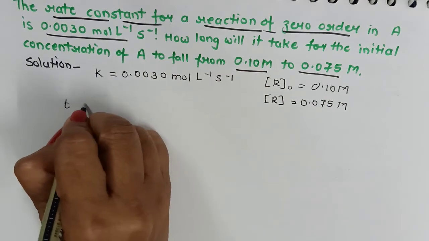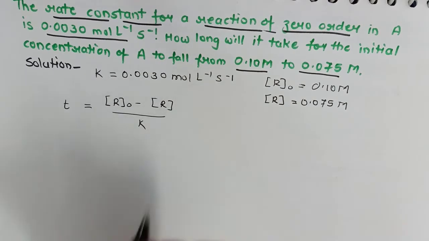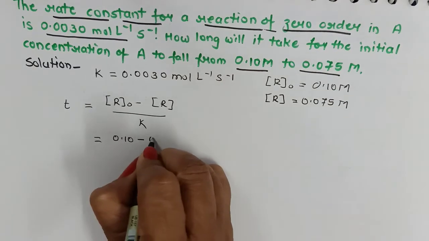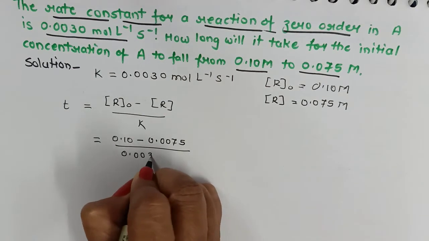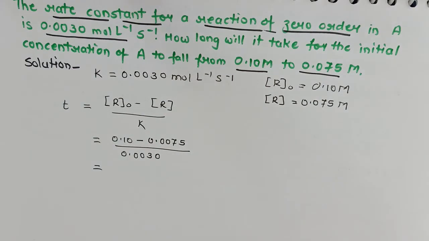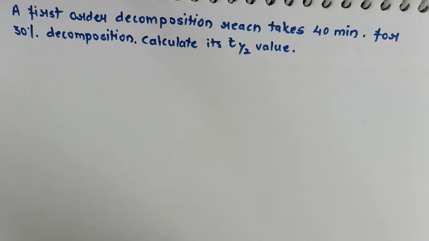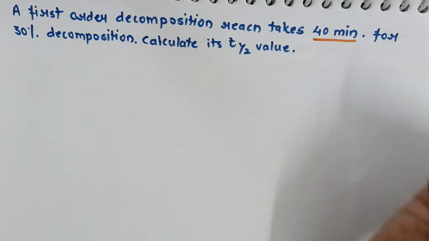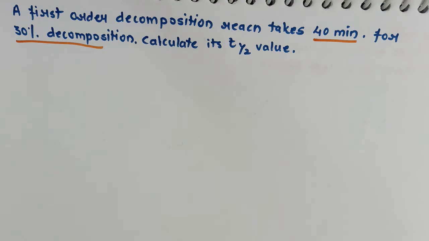So T equals R0 minus R upon K. The value of R0 is 0.10 minus 0.075 upon K, which is 0.0030. On solving this, we get the answer 8.33 seconds. Now again, this is a very simple numerical. A first order decomposition takes place in 40 minutes. So time is given to us as 40 minutes. For 30% decomposition, calculate its T half value.